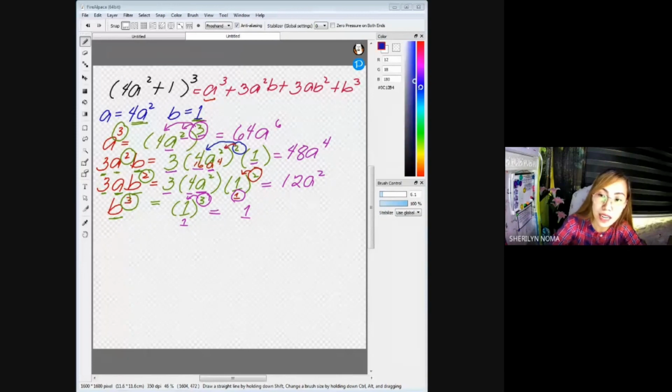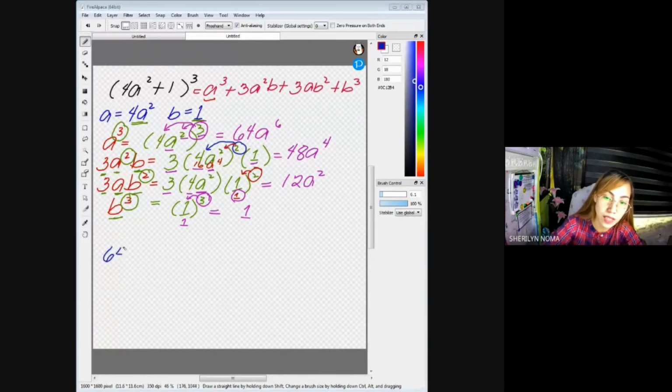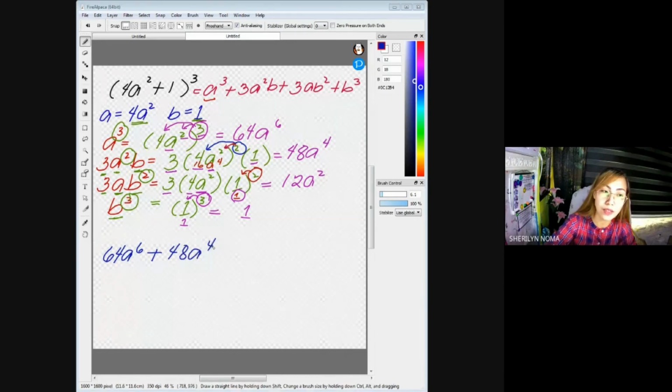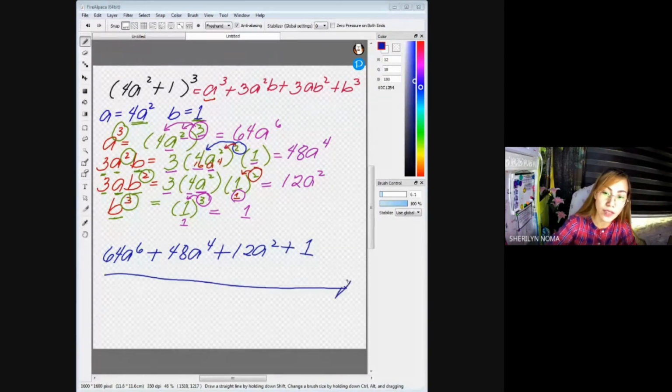Okay, now, let us copy each. Our answers, the ones we simplified. So, our answer, that is 64a raised to 6. This is it. Okay? Next, plus. This one. Okay? So, that is 48a raised to 4. Okay? Plus. Next, our third term is 12a squared. And then, the last term is plus 1. This is our final answer.